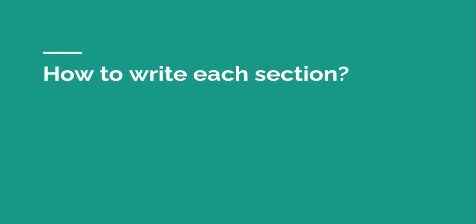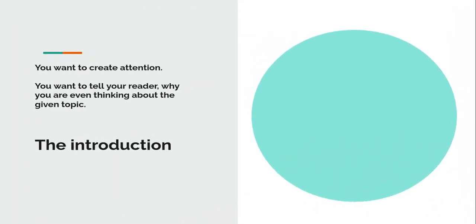All right, how to write each section, that is the next question. So here we want to start with the introduction, okay? What you want to do with the introduction is you want to create attention. You want to tell your reader why you are even thinking about that given topic. All right? So basically that means you give the reader a reason to keep on reading, and you give the reader an idea why you want him to think about that topic.